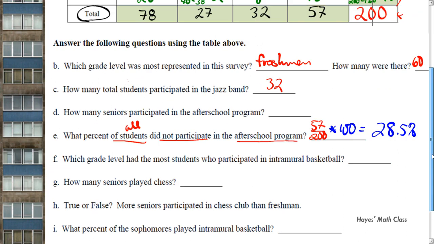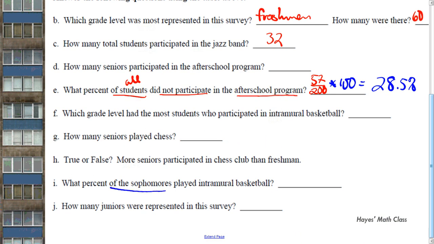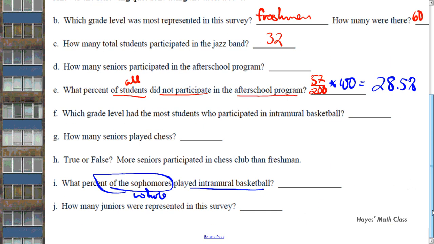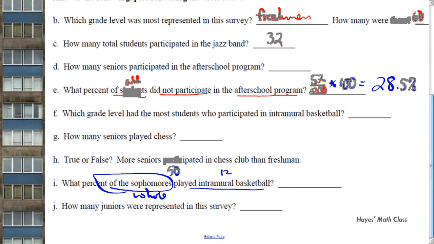Okay. What percentage of sophomores played intramural basketball? So here, what's the group that we're talking about? What percent of the sophomores? Okay, this is my whole, played intramural basketball. So in this case, we don't care about everybody. All we're caring about right now is just the sophomores. So how many sophomores do we have total? 50. So we had 50 sophomores here. And how many play basketball? 12. And percentages are always going to be less than 100%. So you're going to have 12 divided by 50. And then you multiply that through by 100. So you get 24%. So again, identify the group.